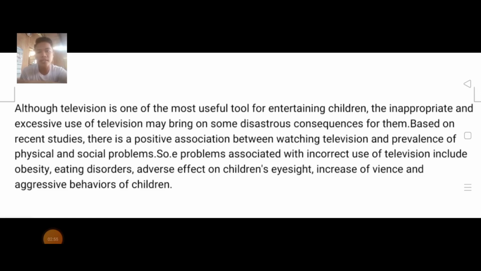Based on recent studies, there is a positive association between watching television and the prevalence of physical and social problems. So, problems associated with incorrect use of television include obesity, eating disorders, adverse effects on children's eyesight, and an increase of binge eating and aggressive behaviors of children. And that's all for my assigned topic about the television of the modern ages.